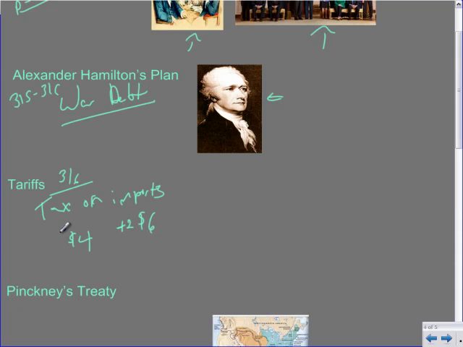So that means more people are going to buy the $4 good, which means that the United States business is going to do better. It encourages people to buy things from American businesses in the United States, which grows those American businesses. So that's how he wants to increase revenue and pay off the war debt, and he wants to do that through tariffs.